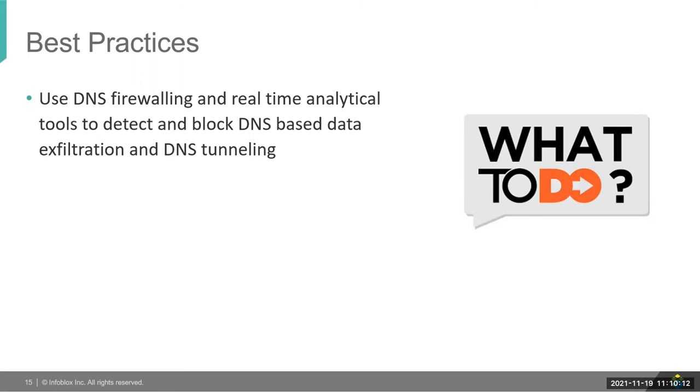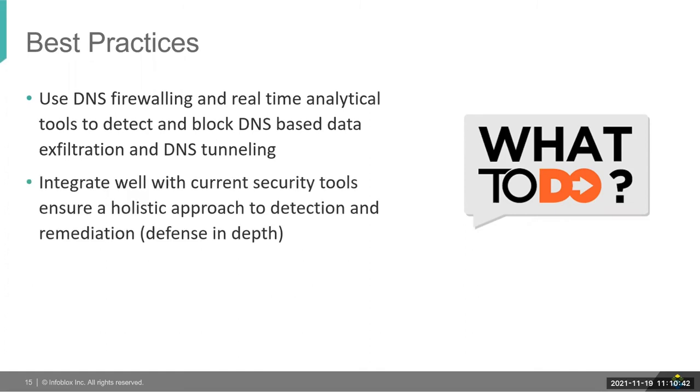Another best practice would be to use something called DNS firewalling. So basically, you're maintaining a set of updated DNS black and white lists, plus, and this is the key, real-time analytical tools, typically using machine learning to detect and block DNS-based data exfiltration and DNS tunneling. I already cited examples of how the bad guys can use these methods to come in and do their thing. So this is one key way of protecting ourselves against those methods. Integrate well with current security tools to ensure a holistic approach to detection and remediation. So this is a classic defense in depth strategy.